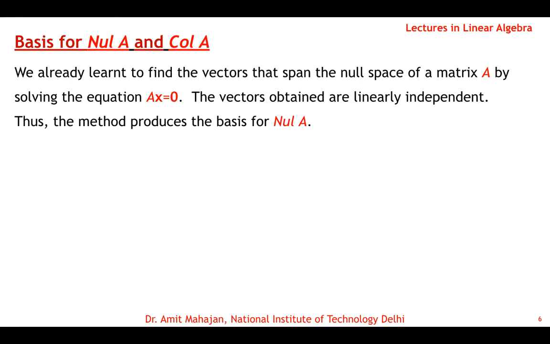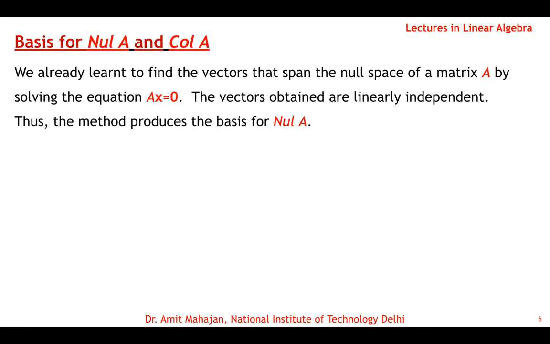Okay, so now we have done in the previous lecture two special subspaces. One is the null space of A and the other is the column space of A. So what about the basis of these two spaces? What will be the basis for null space A and what will be the basis for column space A?